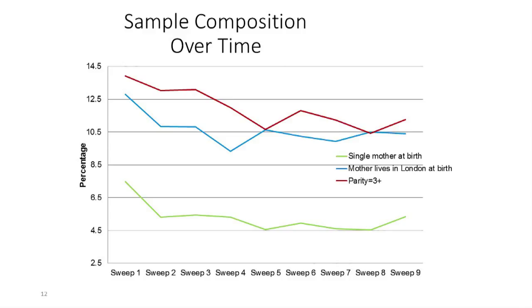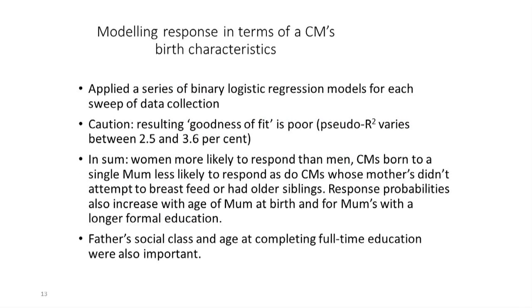Again, here we can see falling off in terms of number of single parents, although mothers who are single parents at birth of the cohort member pick up in later sweeps, whether or not mum lived in London at the time of birth, and whether or not mother had 3 or more pregnancies prior to the birth of the child.